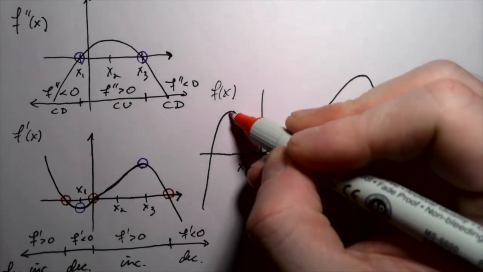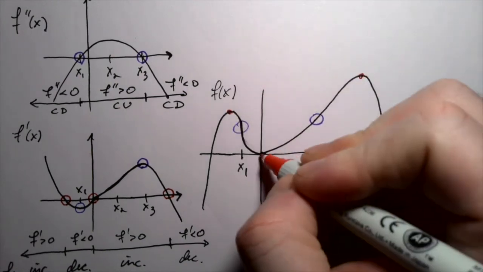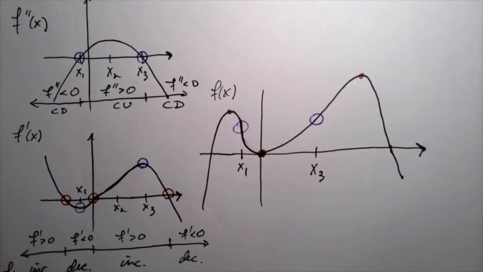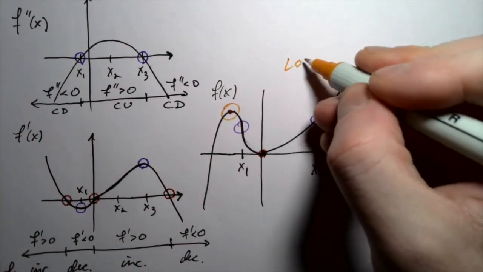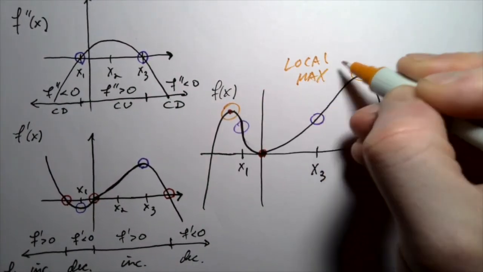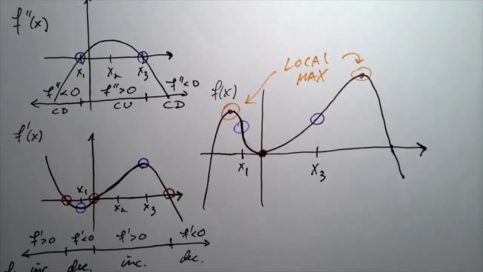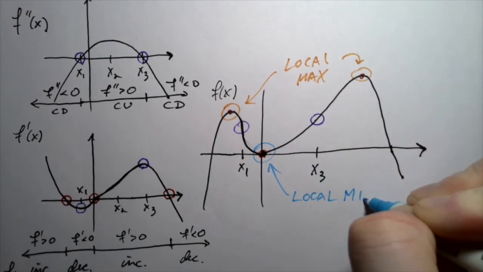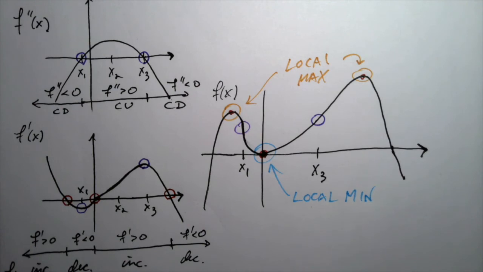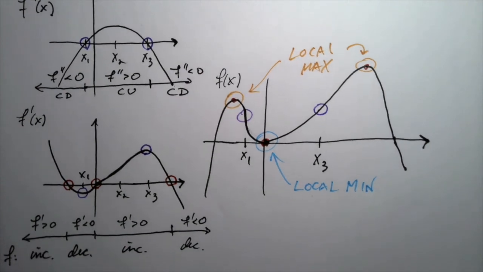Let's complete the graph by just filling in those critical values that we found in the previous steps. And we'll also characterize them as local maxima or local minima. Those two critical values are going to be your local maxes. And then the one at the origin, that's going to be your local min.